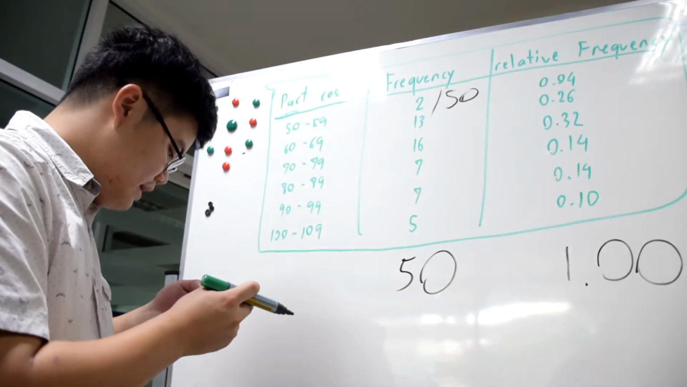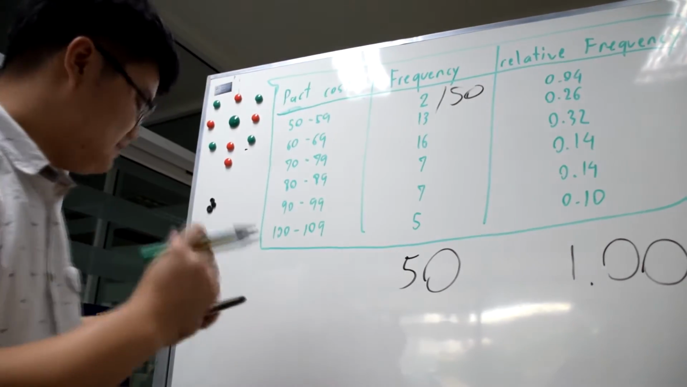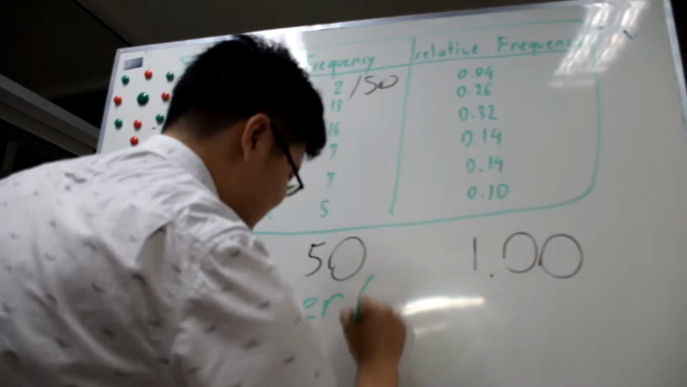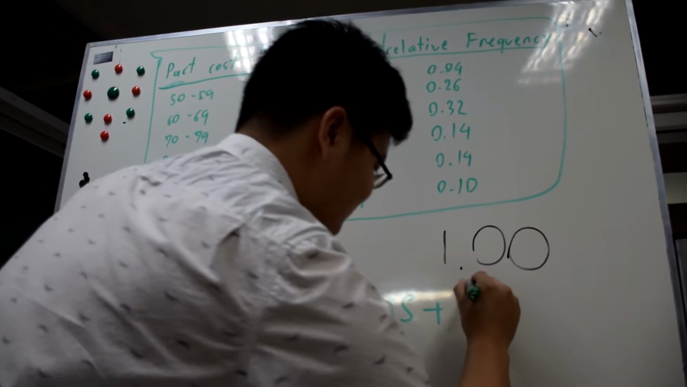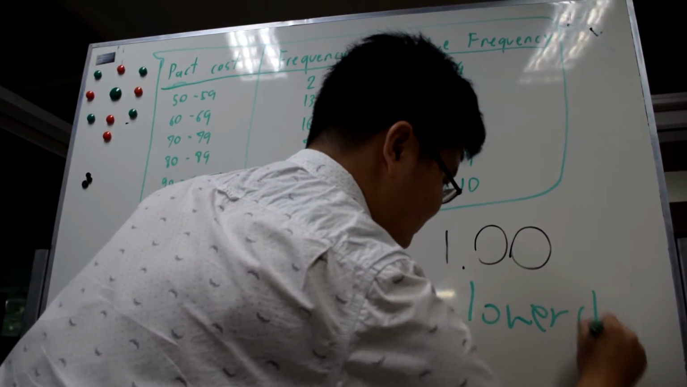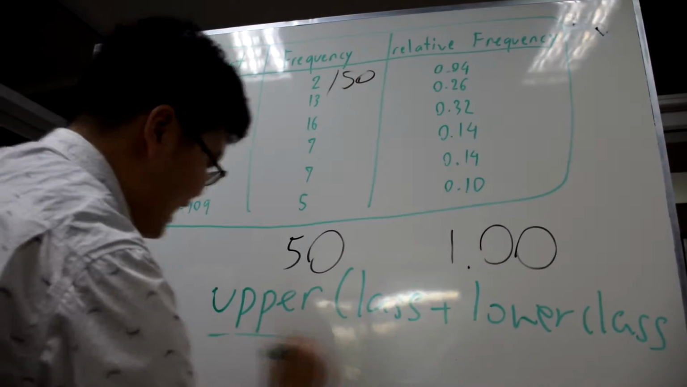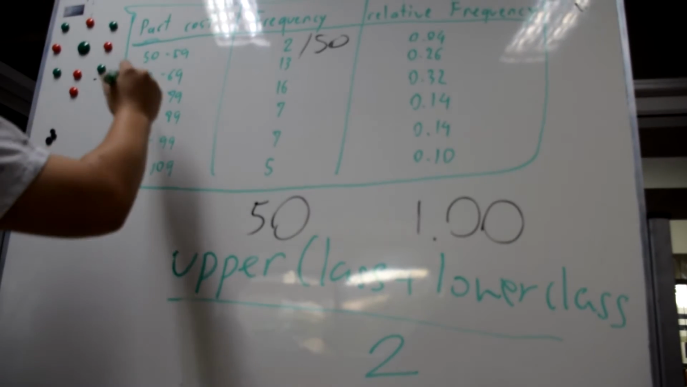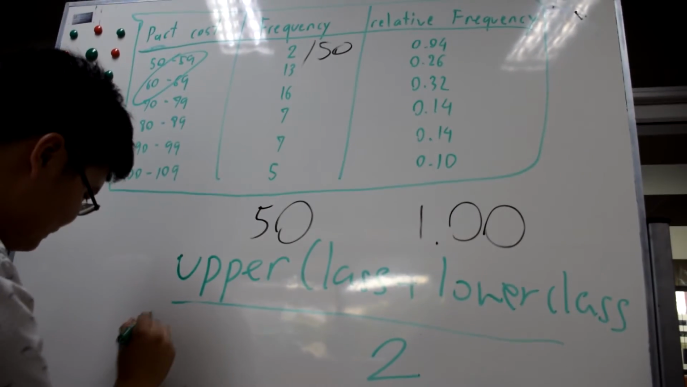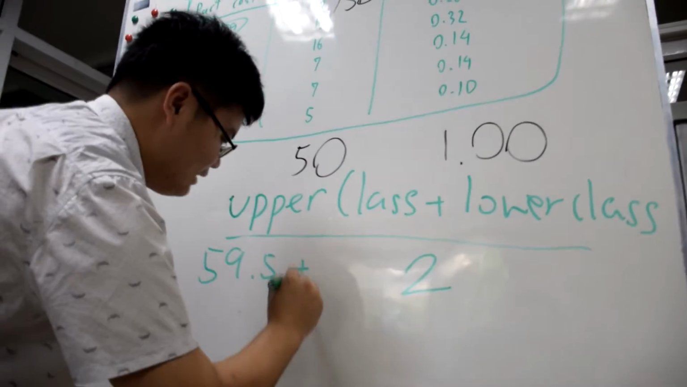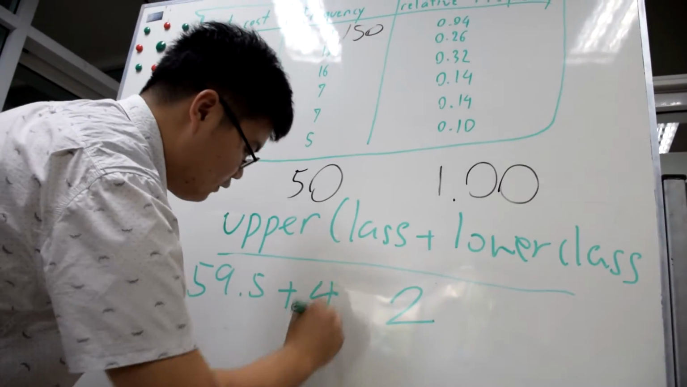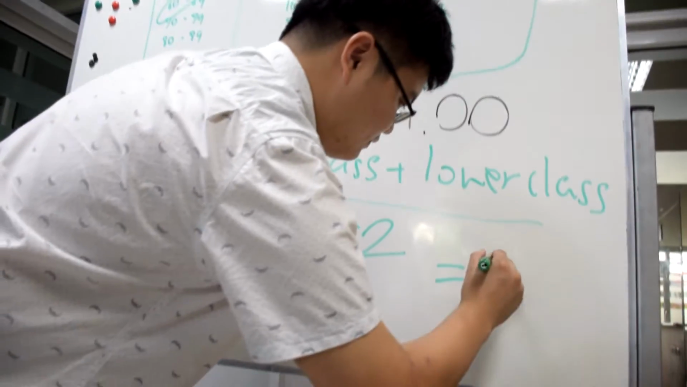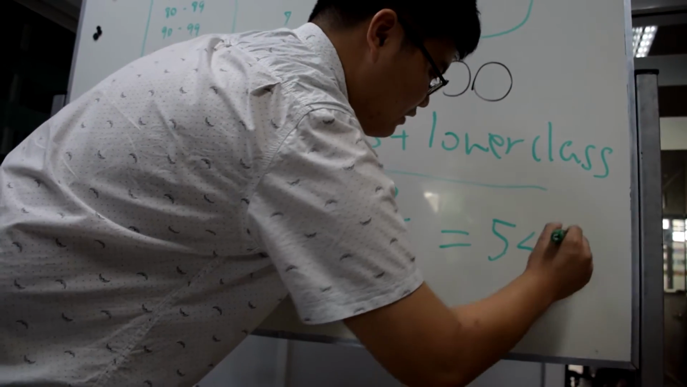The number 6, calculate the midpoint of the first class. It has the formula: upper class plus lower class divided by 2. The first class upper class is 59.5 plus the lower class 49.5, divided by 2, equals 54.5.